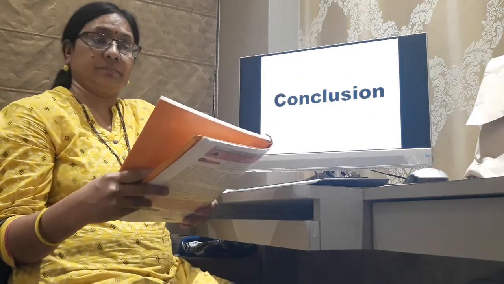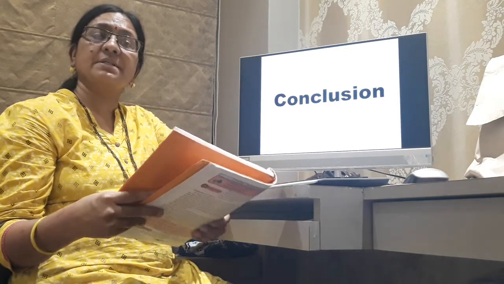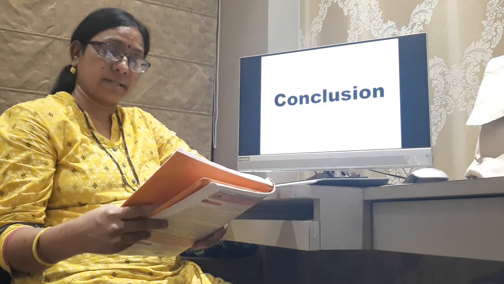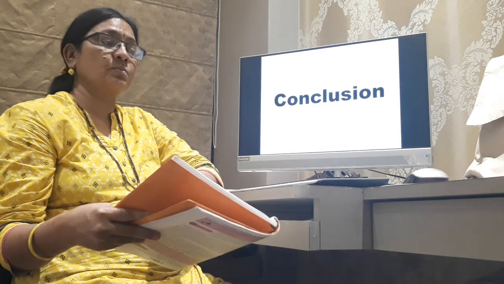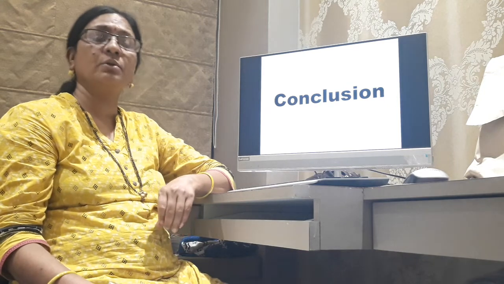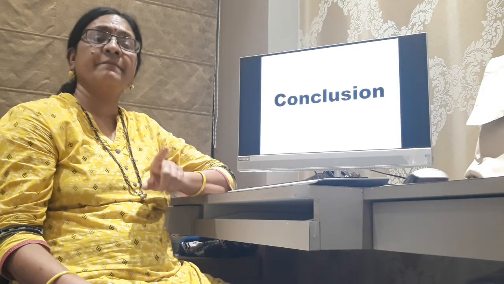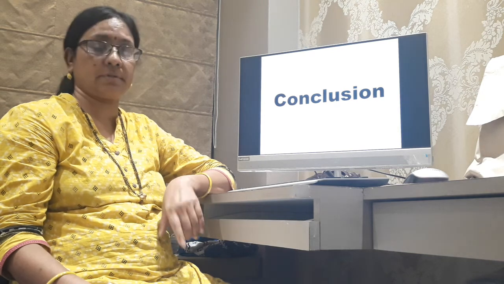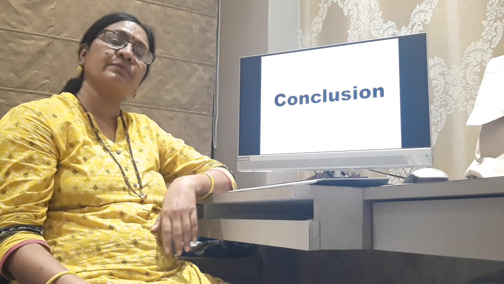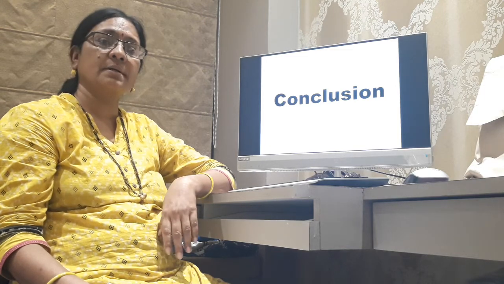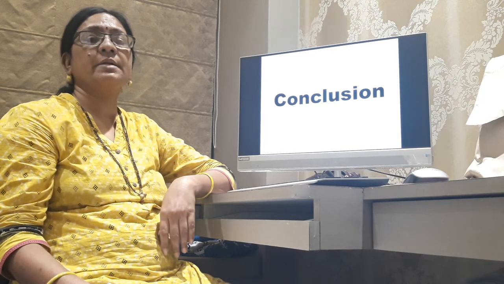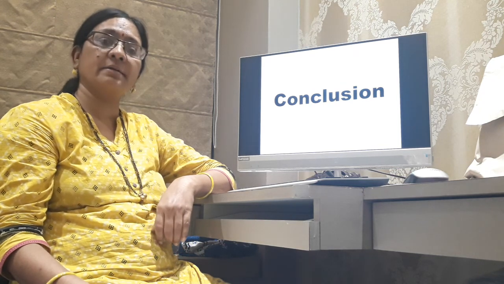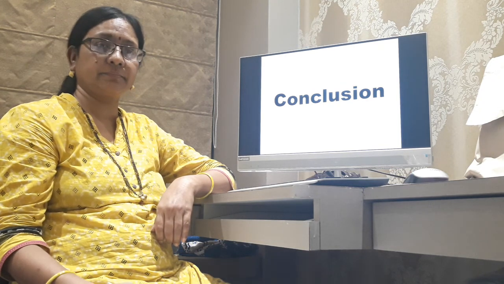So, we'll just revise what we have just learnt. Newlands' law of octaves states that when elements are arranged in an increasing order of atomic masses, every eighth element shows properties similar to the first. But it was found true only for a few elements and did not follow for the elements which were discovered later. And that is why his theory failed. Thank you.